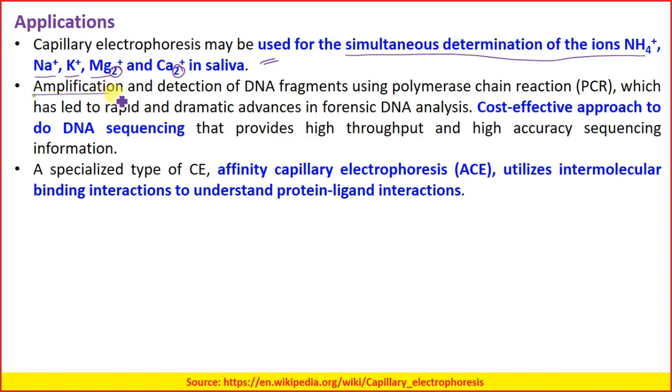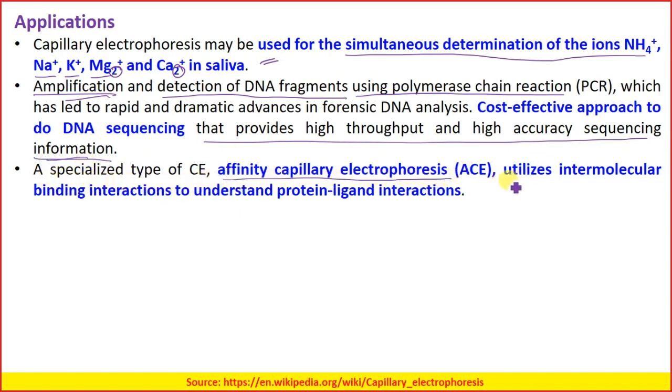So what happens, first we do the amplification, and then we go for the detection of the DNA fragments using the polymerase chain reaction, which has led to rapid and dramatic advances in forensic DNA analysis. It is a cost effective approach to do DNA sequencing that provides high throughput and high accuracy sequencing information. A specialized type of CE, affinity capillary electrophoresis, utilizes intermolecular binding interactions to understand protein ligand interactions. So I am not going into the details of that one.